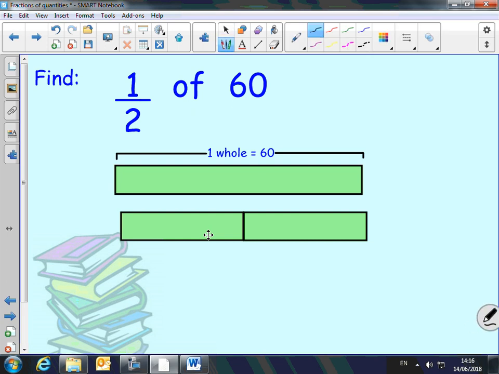So to find 1/2 of something, we're going to divide it by 2. So 60 divided by 2 is 30. So each of these parts in your bar represents 30. So 1/2 of 60 is equal to 30.